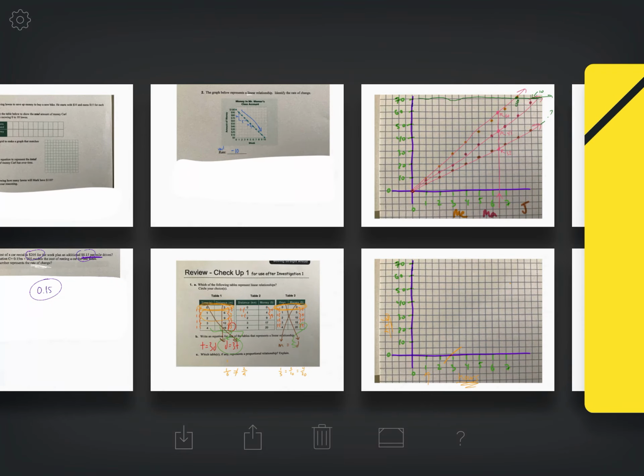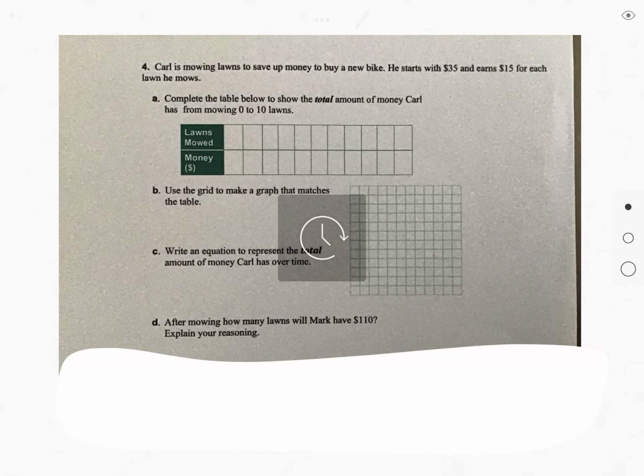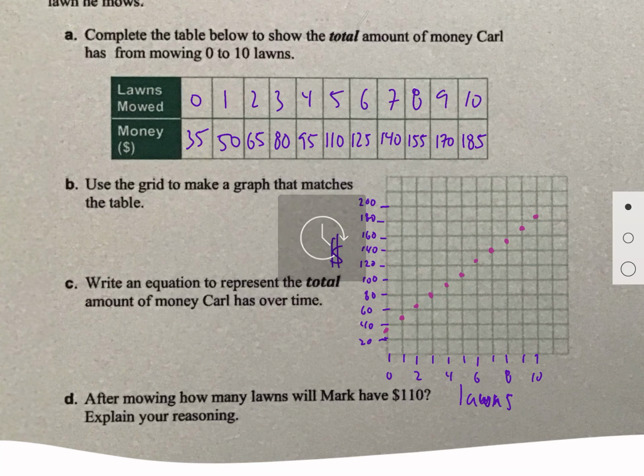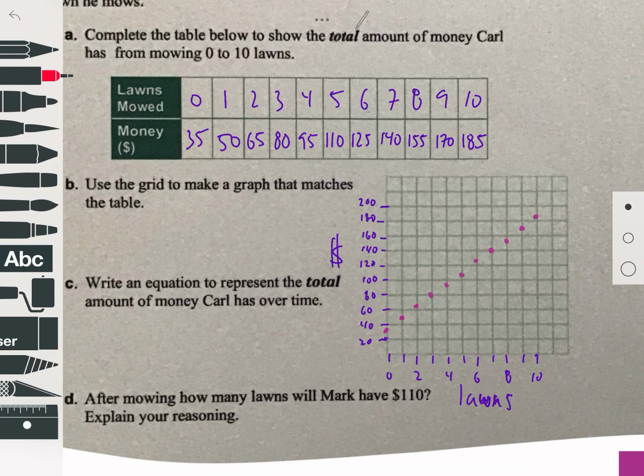All right, next one. Oh, the graphing situation. Carl is mowing lawns to save money. He starts with $35. Okay, starts with $35, super important. And $15 for each lawn. Now, I already graphed it out so you guys don't have to spend so much time waiting for me to graph. So there's my table. Started at 0, went all the way up to 10, started at $35, and I jumped $15 each time. Check your numbers, make sure it's true.